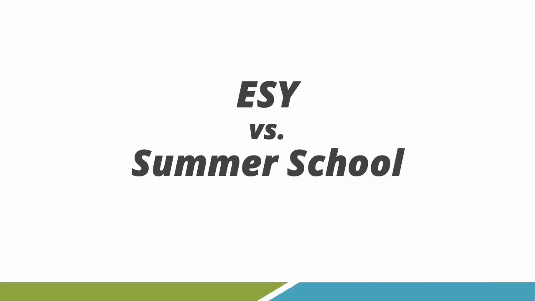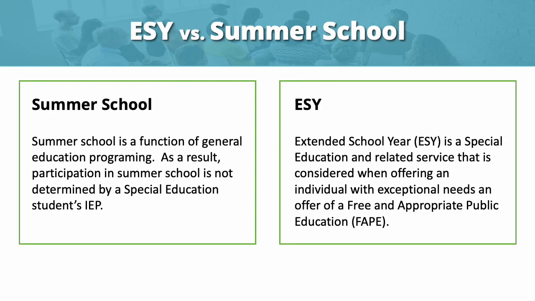ESY and summer school are often confused, but there are key differences and important distinctions between the two. Summer school is a function of general education programming. As a result, participation in summer school is not determined by a special education student's IEP. ESY is a special education and related service that is considered when offering an individual with exceptional needs an offer of a free and appropriate public education, or FAPE.